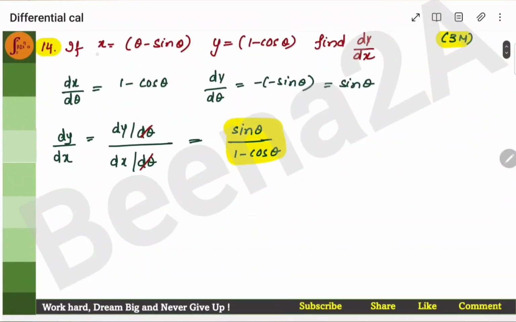Now, 14th example. Again, this is parametric because x is in terms of theta, y also in terms of theta, and you have to find dy with respect to dx. So, first find dx by d theta. Derivative of this is 1 minus cos theta. Then you find derivative of y with respect to theta, so you'll get sine theta. Now, to find dy by dx, take dy by d theta divided by dx by d theta. So nothing but sine theta by 1 minus cos theta.